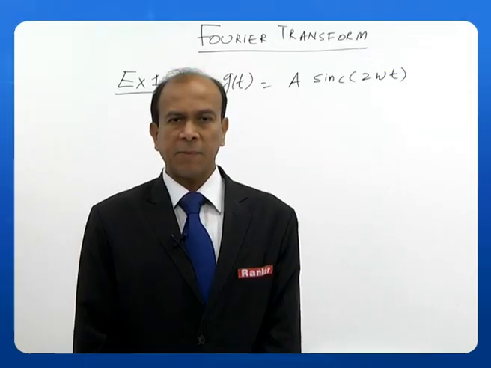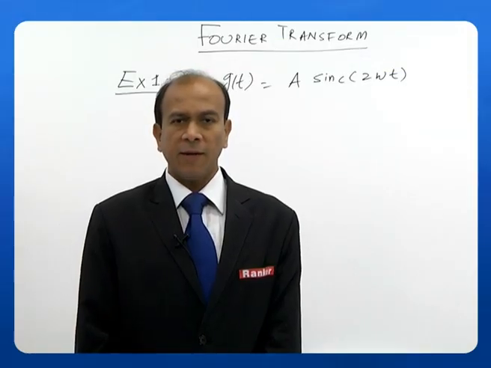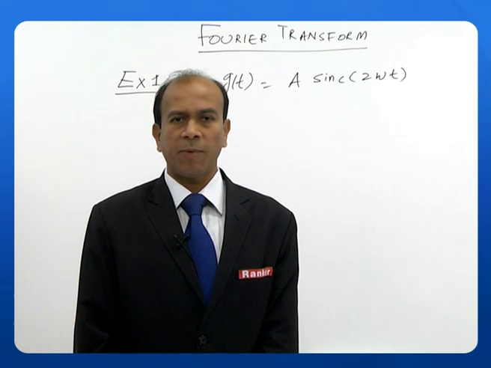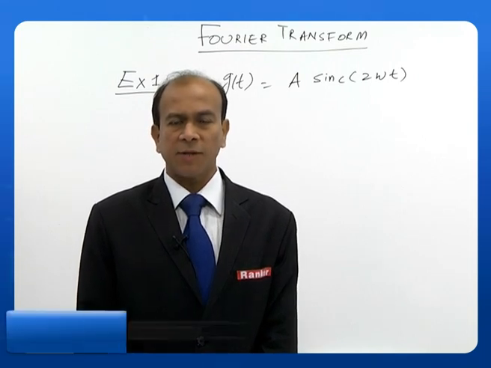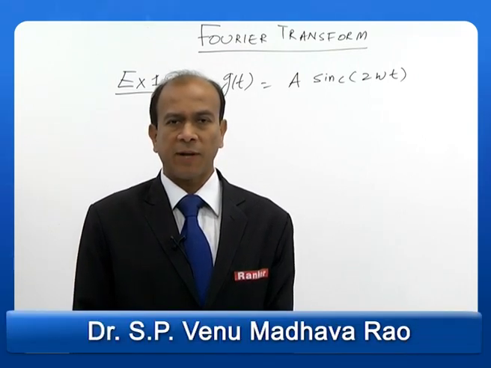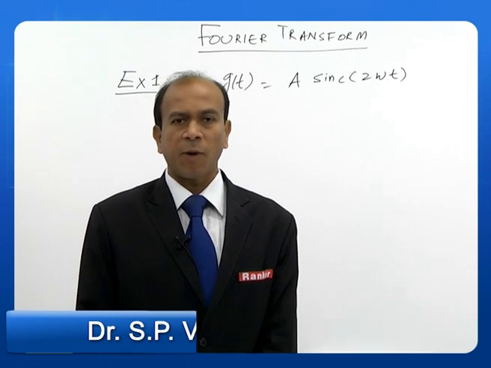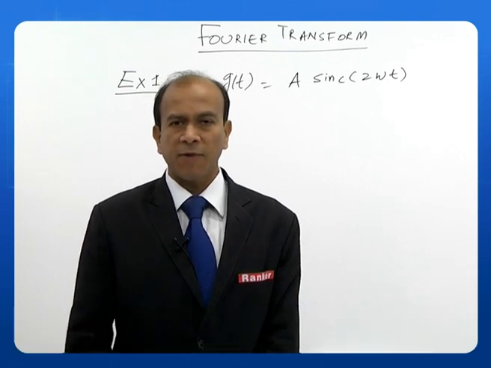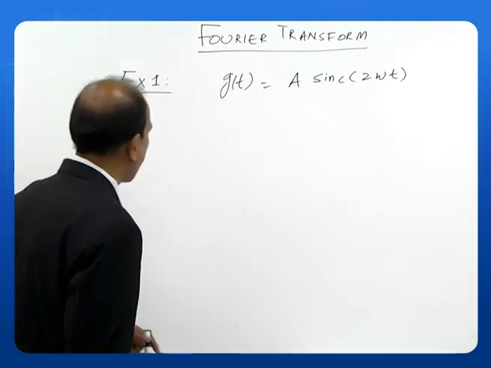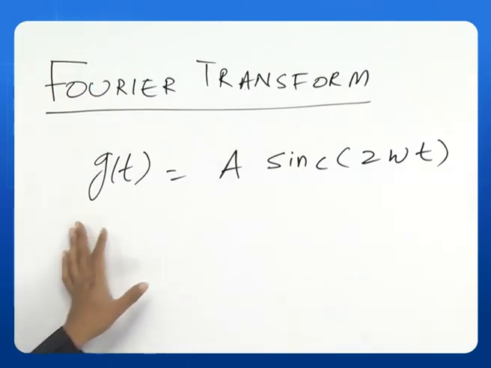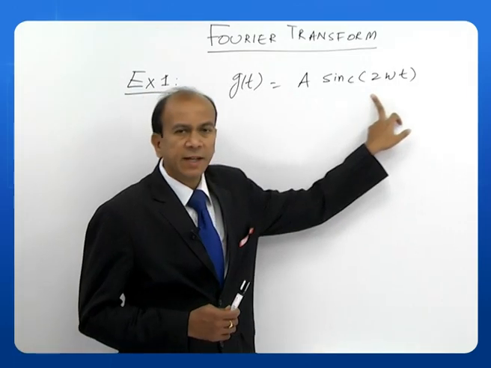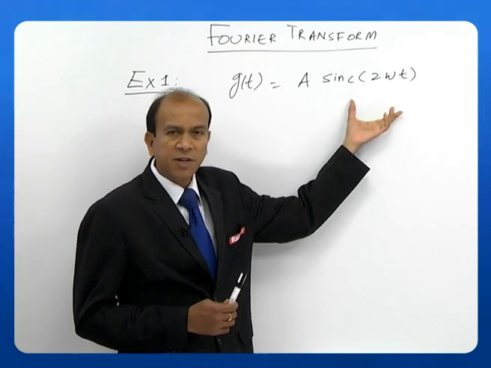Today let us see some examples on the duality theorem or duality property of the Fourier transform, but also let us look at a few more examples on the time shifting property of the Fourier transform. Let us start with the first example today. Here what is given is g of t equal to A sinc 2Wt. This is the function given to us.